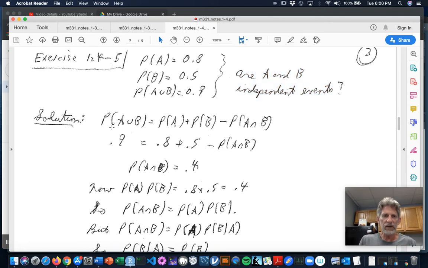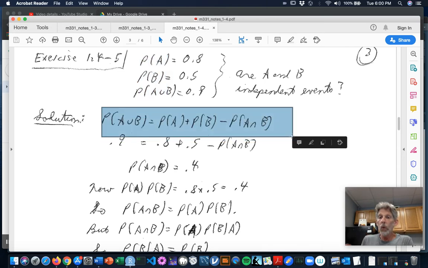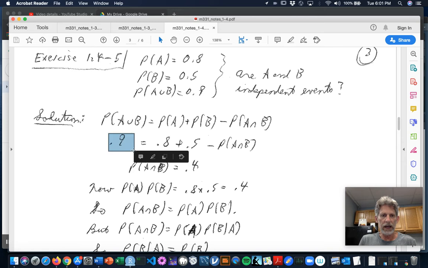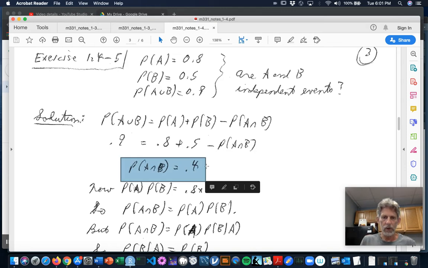Well, when I see those three quantities, I just think about that OR rule from the early sections on probability laws. And I just fill in what I know. And so I get that 0.9 is 0.8 plus 0.5 minus the unknown probability of A intersect B. And then I can solve that equation for the probability of A intersect B, and I got 0.4. Hope I'm right. Now, let's think about the probability of A times the probability of B.